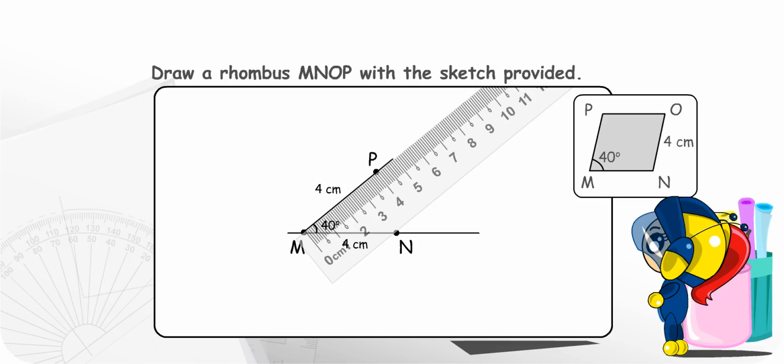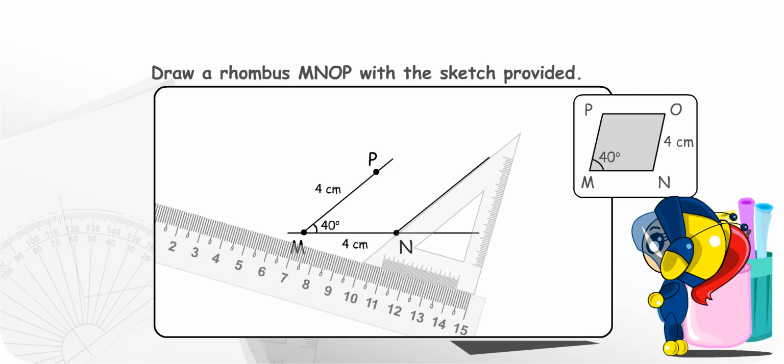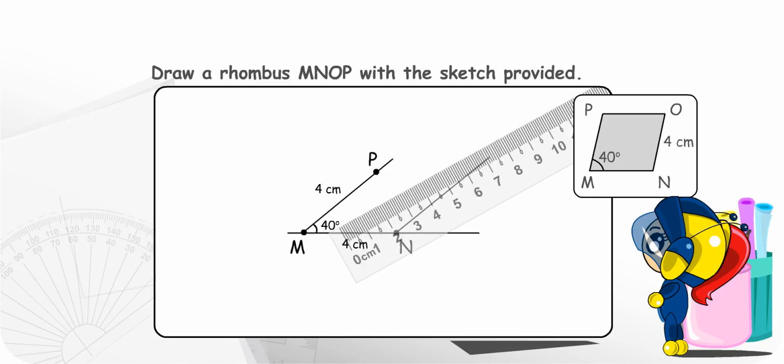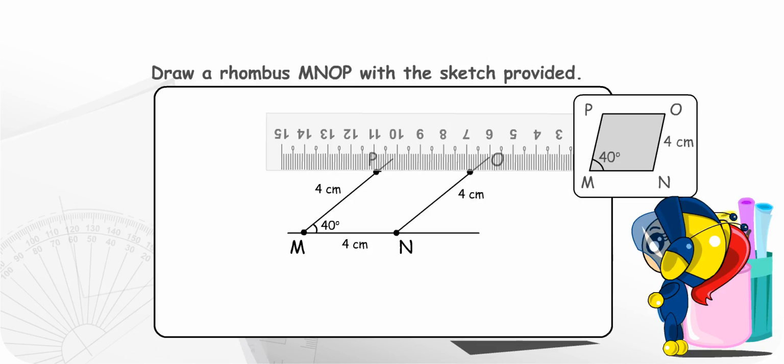Step 4. Draw a line through point N parallel to MP using a ruler and set square. Step 5. Measure and mark point O on the line drawn such that NO is equal to 4 centimeters. Step 6. Join PO.